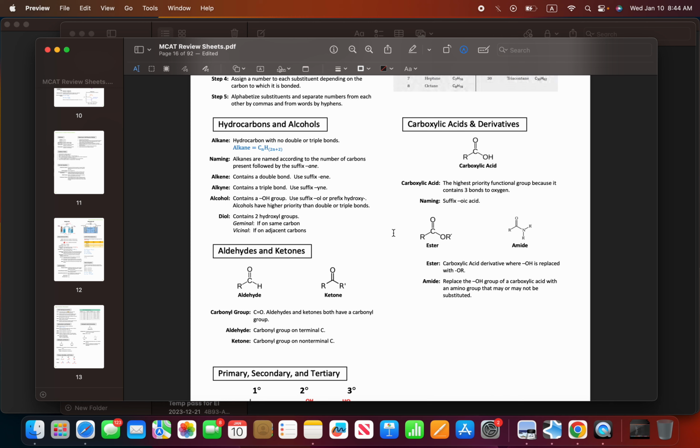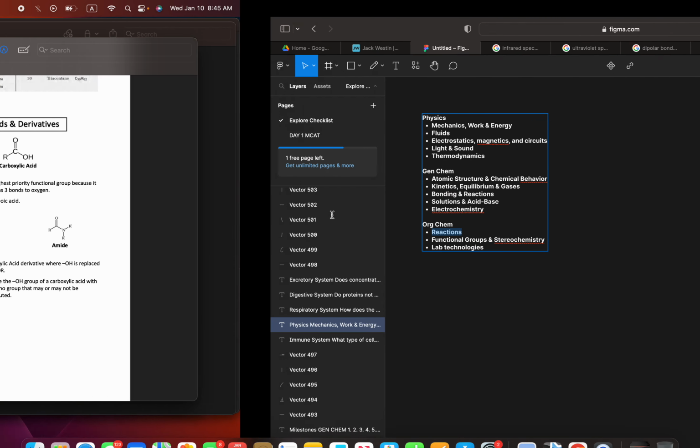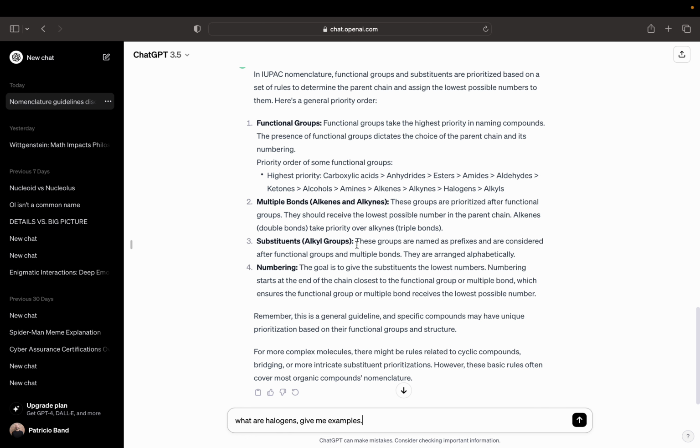Then we have alcohols that contain an OH group. The suffix "ol" or prefix hydroxy. Alcohols have higher priority than double or triple bonds. So after alkynes, alkenes, and even amines, which are the nitrogenous ones, we have the alcohols, and then we have ketones, then we have aldehydes.